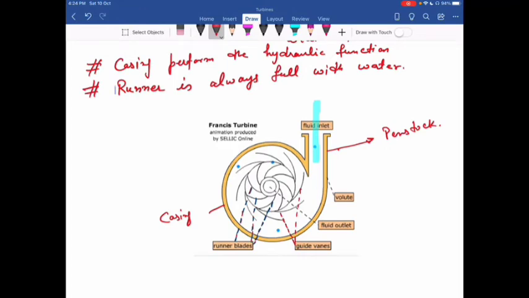Now here we have a special shape of casing. You can see the cross section, this opening continuously reduces when we move from the inlet to the other end. Or you can say when we move in the clockwise direction, you can see the opening of the casing gradually reduces. So this shape of casing we call the volute casing, or this is also called the spiral casing.